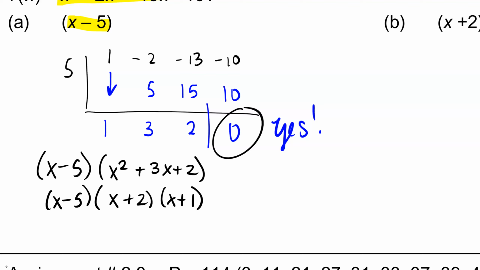If the problem wanted you to fully factor it out, this is what you do. You know how to factor x squared plus 3x plus 2. I believe in your ability.